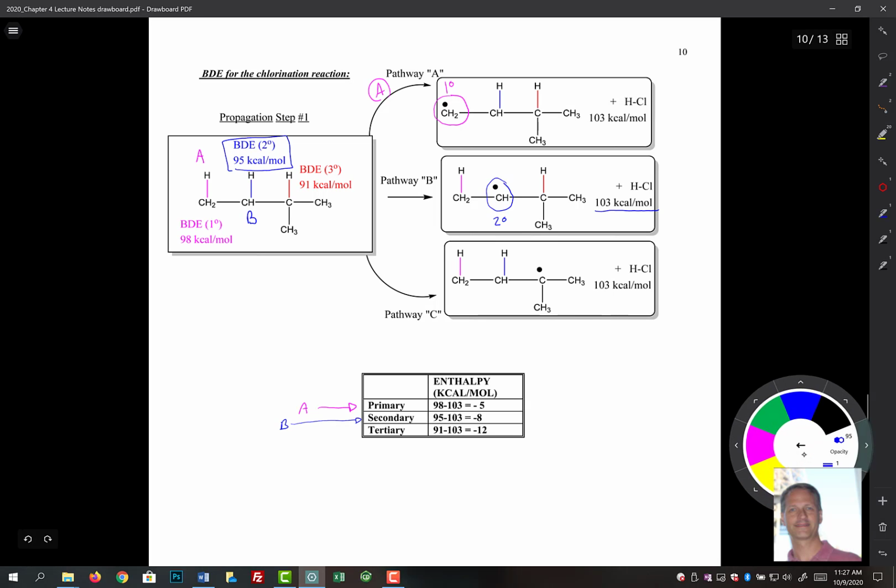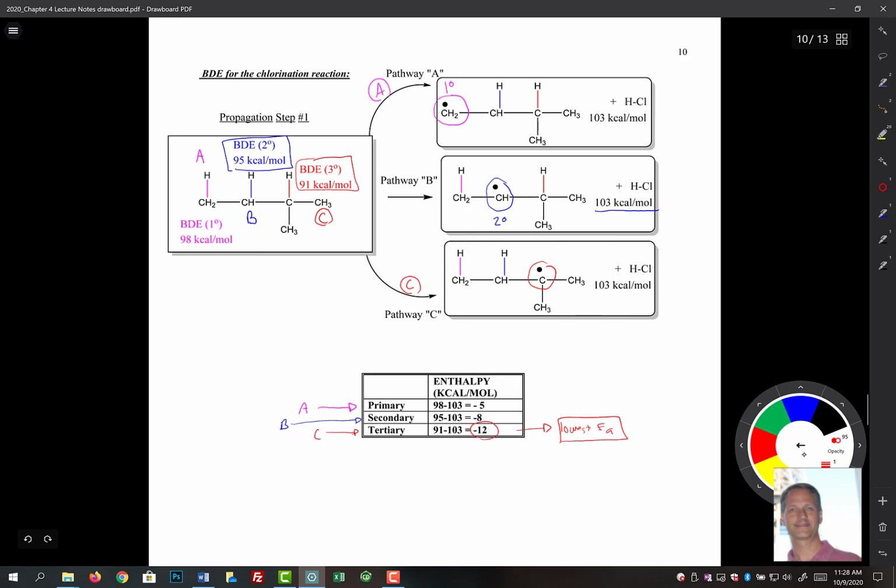Now we have to look at our next pathway, which is pathway C. So here's our pathway C here. BDE 91. So we're coming down this direction, and that's going to put our radical right here. And again, 91 minus 103, negative 12. So tertiary is the most exothermic here. It also turns out, and we're going to see this, that it's going to have the lowest activation energy, and hence it's going to be the most reactive.